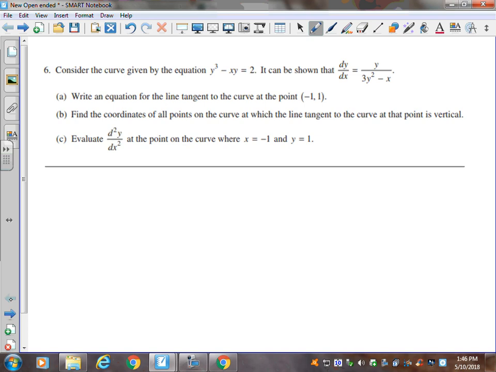Someone's already done the derivative work for you. Now, that doesn't mean they will always do that for you, but you've got an implicit button on your 89 that does implicit, so if you can't get it yourself, you could always use that button. On the non-calculator, you've got to know how to do it by hand. Write the equation of the tangent line given this point. All right, what do I have to get a tangent line equation? Okay, I guess we better calculate our slope.